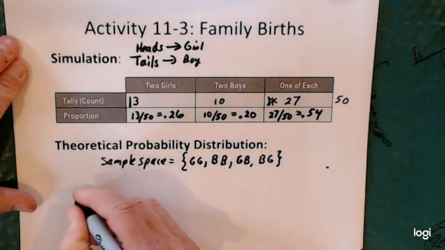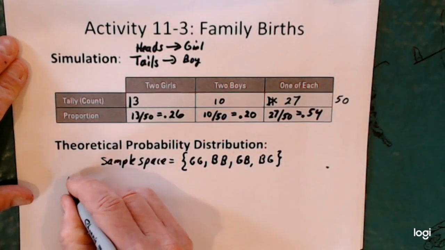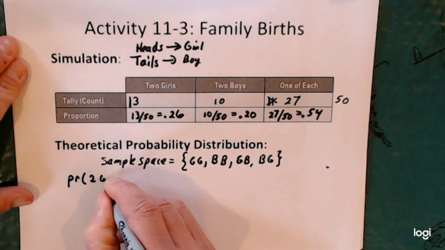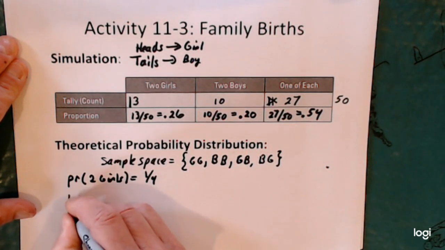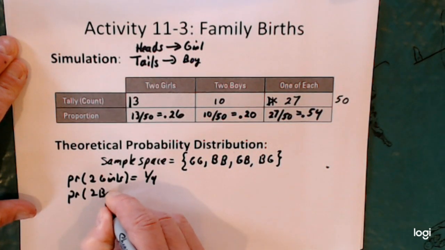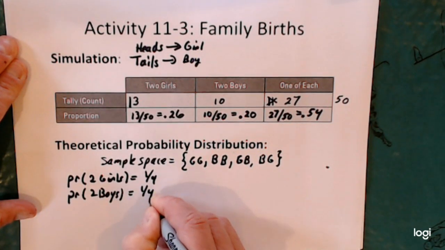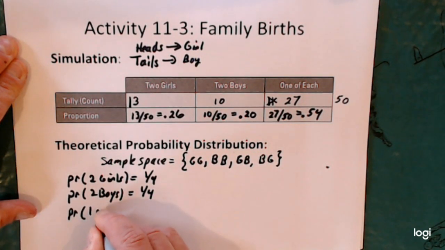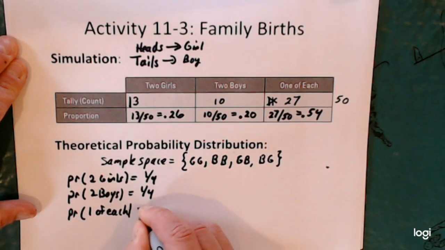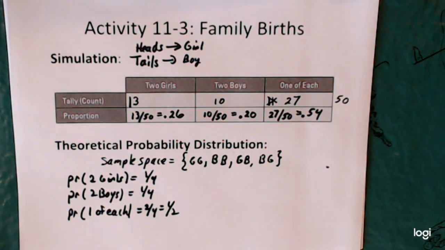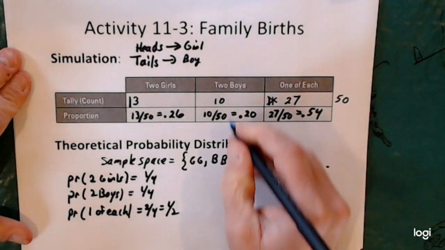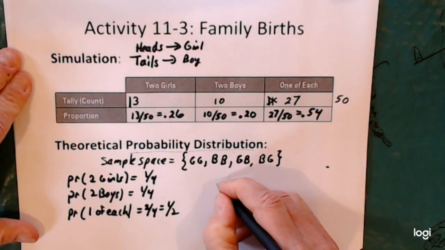And then our probabilities are easy to calculate, right? So the probability of getting 2 girls is 1 out of 4, because there's 4 outcomes. The probability of getting 2 boys is also 1 out of 4, and the probability of getting 1 of each is 2 out of 4, or a half. Okay? So it's much more likely to get 1 of each than it is to get either 2 girls or 2 boys. Okay? And just to be clear, let's write this as a probability distribution.